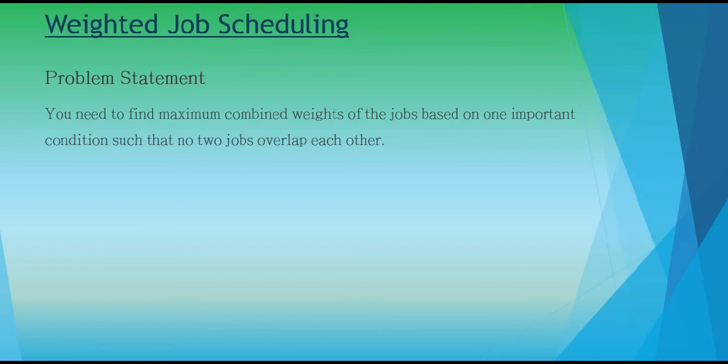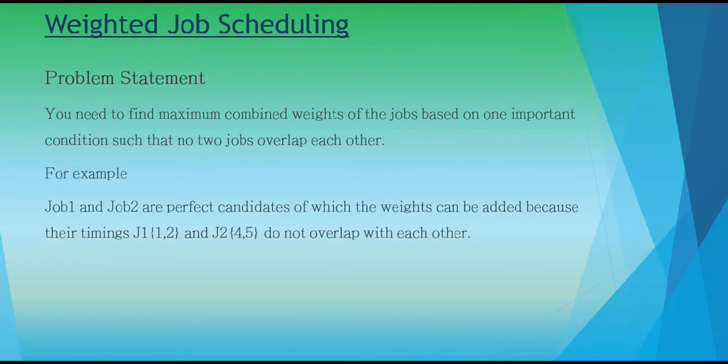Okay, here is an example for you. So job 1 and job 2 are perfect candidates of which the weights can be added because of their timings. The timing of job 1 is it starts at 1, ends at 2, and the timing of job 2 is it starts at 4 and ends at 5. So they are not overlapping with each other. That is why the weights of these 2 jobs can be added. All right, now let's move to actually solving the problem.